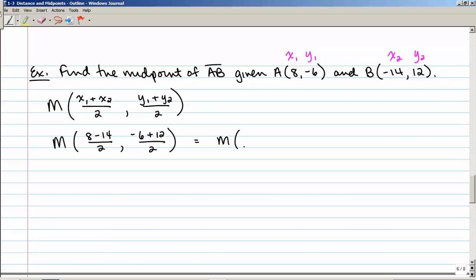That's going to give me a negative 6 over 2 and a positive 6 over 2, or for my final answer, negative 3, 3. And be sure you do write it as an ordered pair, because basically what you're finding is the x-coordinate of the midpoint and the y-coordinate of the midpoint.